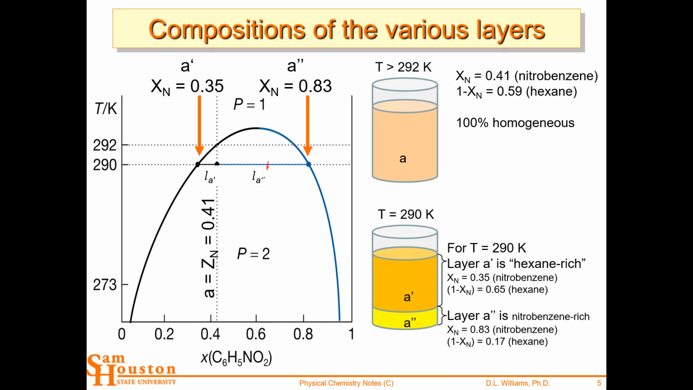Because if it was up here, I could still have the same compositions. I would just have different relative amounts of each layer. You can figure out where to draw that line using the lever rule. So the lever rule is treating this isopleth as a fulcrum, and treating this region, this two-phase region, as a seesaw.